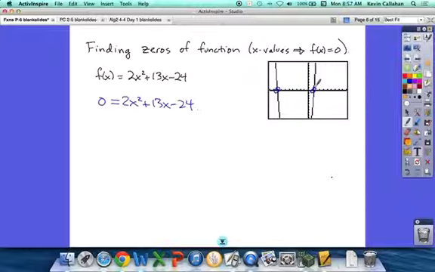If it's factorable, you could factor it. If not, you could use the quadratic formula. If not, you can graph it. Is this one factorable? How do you tell if it's factorable? You'd say 2 times negative 24 is negative 48. Can you think of factors of negative 48 that add up to 13? If you can, it's factorable. If you can't, it's not factorable.